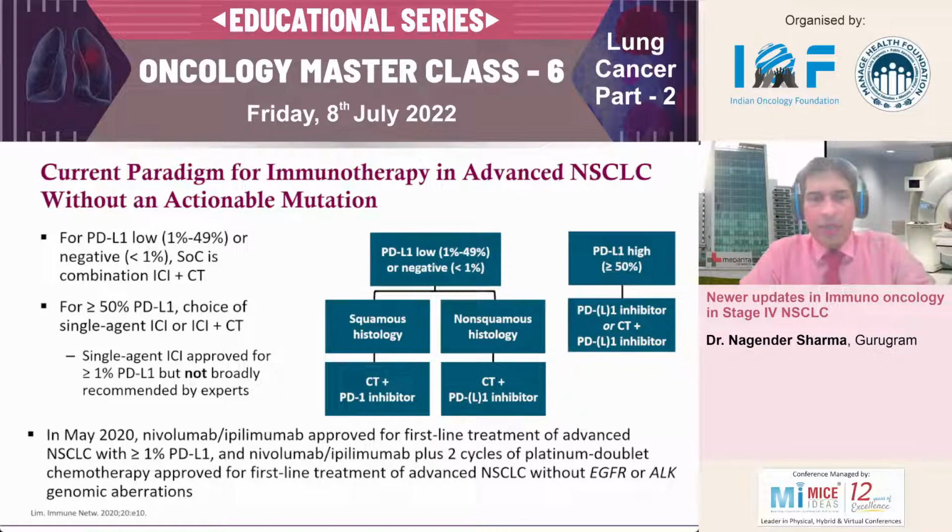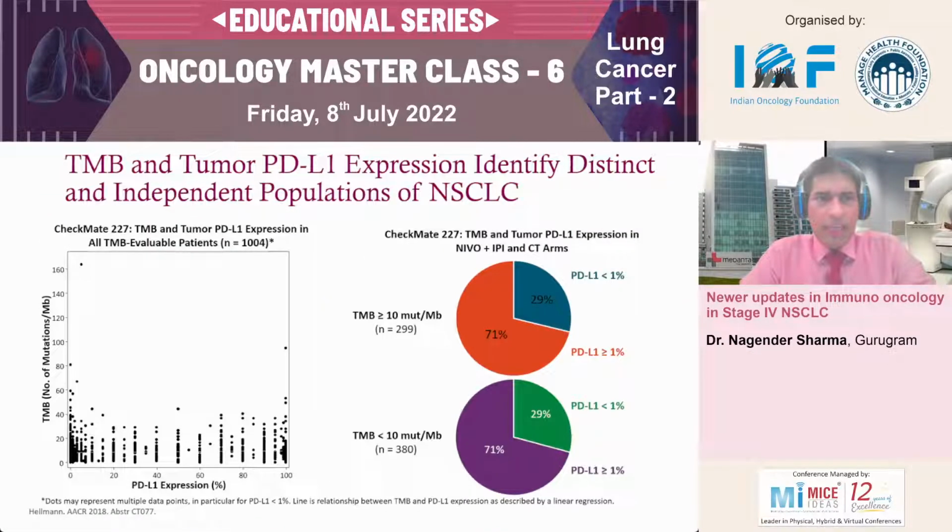In May 2020, nivolumab plus ipilimumab, that is the IO drug combination, was approved for first-line treatment of advanced NSCLC in patients with PD-L1 greater than or equal to 1%, and nivolumab plus ipilimumab with 2 cycles of platinum doublet chemotherapy was approved for first-line treatment of advanced NSCLC without EGFR and ALK genomic aberrations. TMB, the tumor mutation burden, and tumor PD-L1 expression were identified as independent biomarkers in NSCLC.